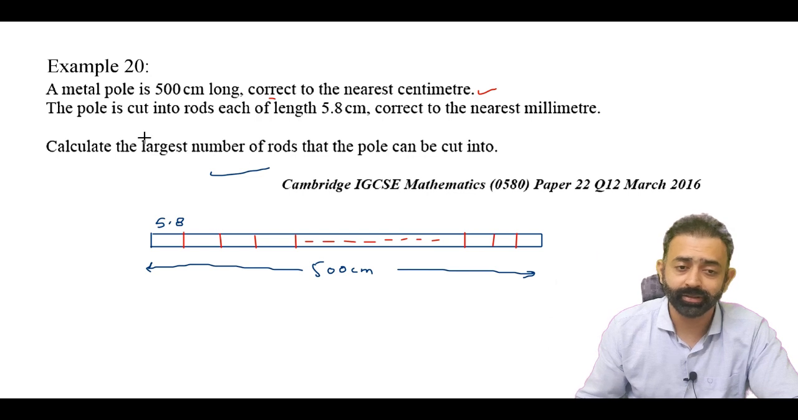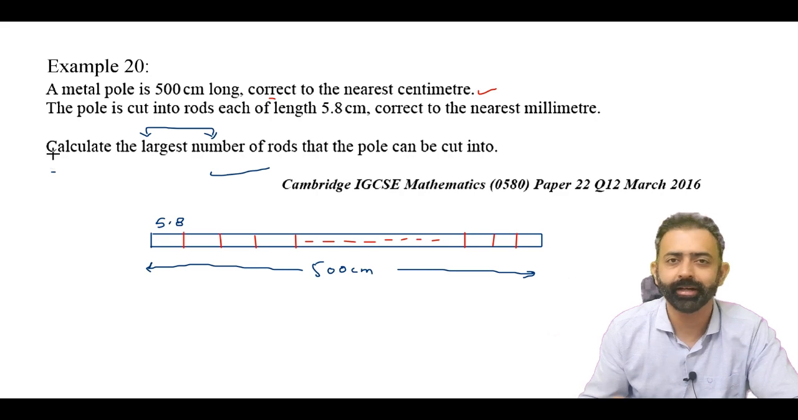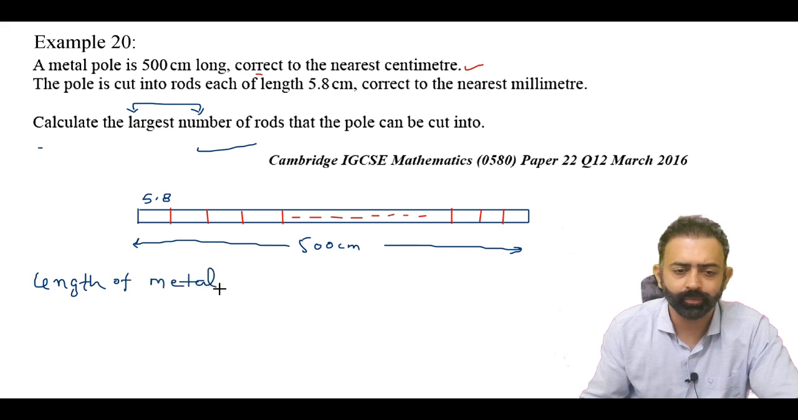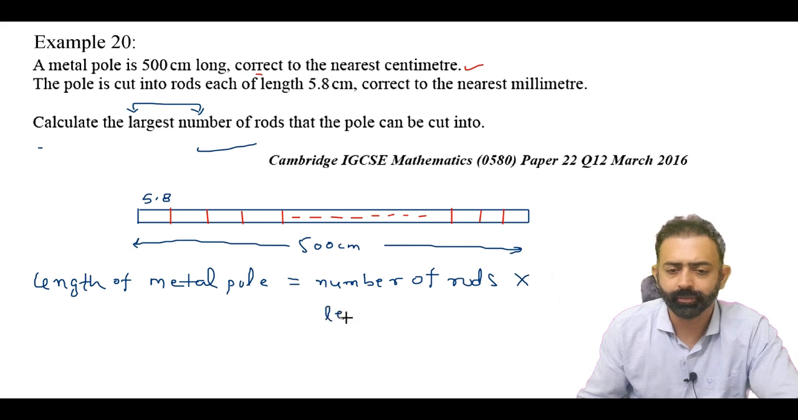Now, as the question says that we need to find the largest number, somehow it is indicating the upper bound. So before that, let us see how we will find the number of rods. Of course you can see here the length of the metal pole is equal to the number of rods multiplied by the length of each rod.